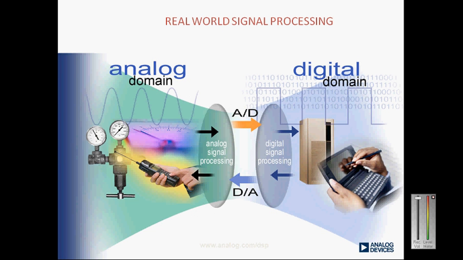Okay, this is real world signal processing. Here, the analog domain is converted into the digital domain with the help of an analog to digital converter. Then the digital domain is converted back into the analog domain with the help of a digital to analog converter. Then only the processor will do the processing.